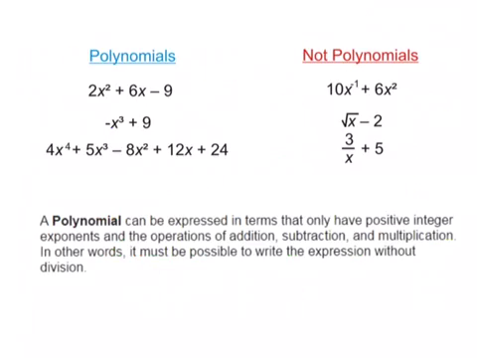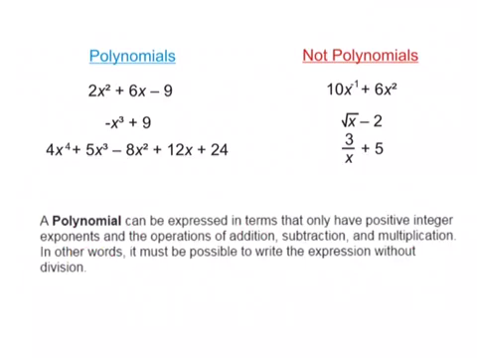Like I said at the beginning of the video, I was going to show this definition again, and if you want to write this definition down, you can, or if you just want to reread it and be aware of what it's saying. So again, a polynomial can be expressed in terms that we add or subtract, and multiplication can be used as well. They only have positive integer exponents. Okay, the exponents can only be positive and whole numbers. And again, we cannot write the expression with division.